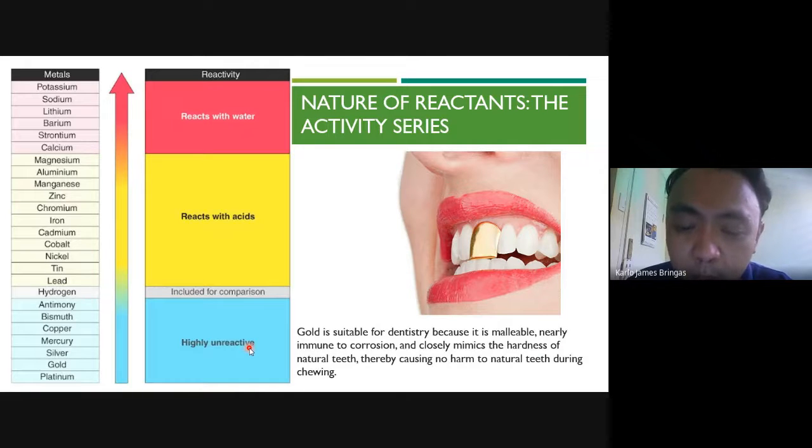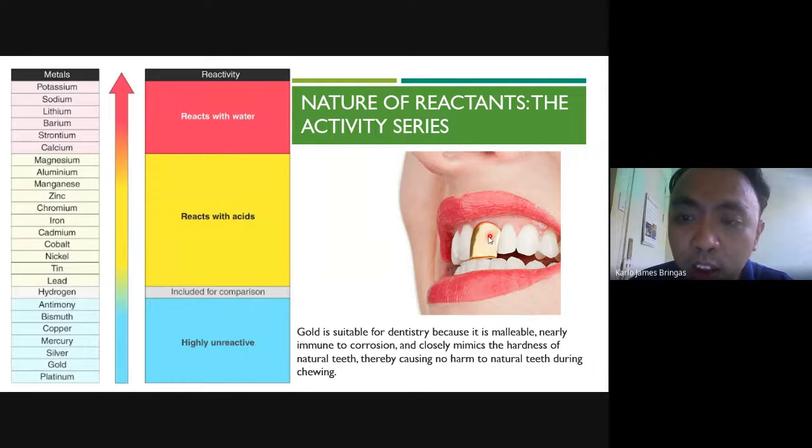So gold is suitable for dentistry because it is malleable, so it can be easily shaped in the shape of our tooth. It's immune to corrosion, so even if it is exposed to our saliva and to the acids in the food that we eat, it will not be corroded or destroyed at all. And it closely mimics the hardness of natural teeth.